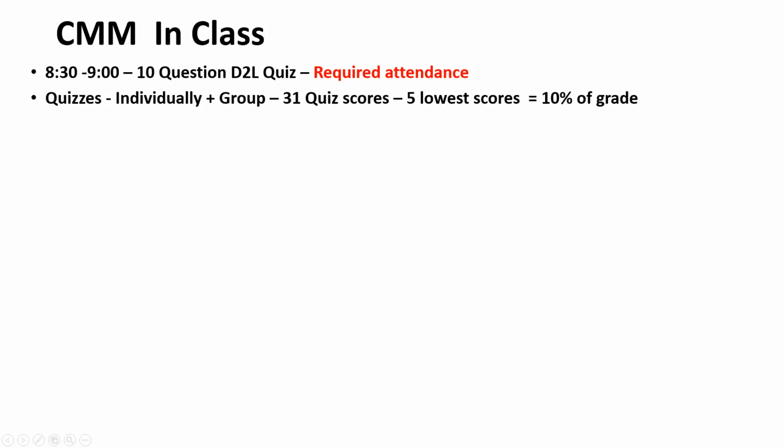In class, from 8:30 to 9, they take a 10-question quiz on D2L, and attendance is required for that. They take the quizzes first individually and then as a group. We have 31 quizzes this year, and the 5 lowest scores are dropped. That results in 10% of the grade.